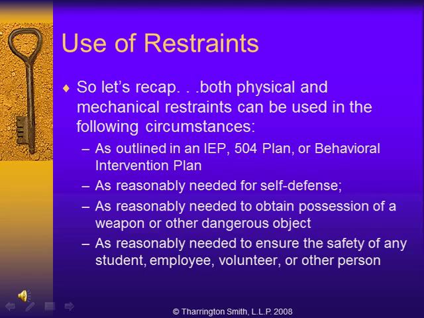The important thing to remember is that when dealing with a violent or threatening situation involving a student, the key is to restrain the child only as reasonably necessary to ensure safety, and never to restrain a student out of anger or as punishment.